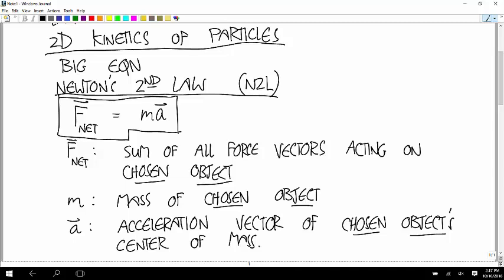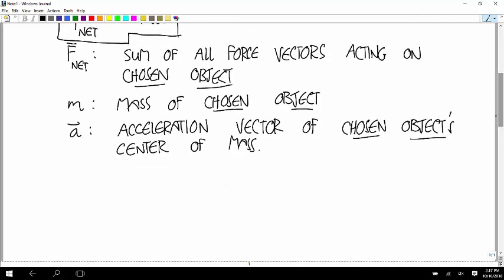And one thing to notice about this, I mentioned this last time, is that since mass is always positive, the acceleration vector and the force vector are always in the same direction. So Fnet and the acceleration vector A, that's the acceleration of the object's center of mass, are always in the same direction.